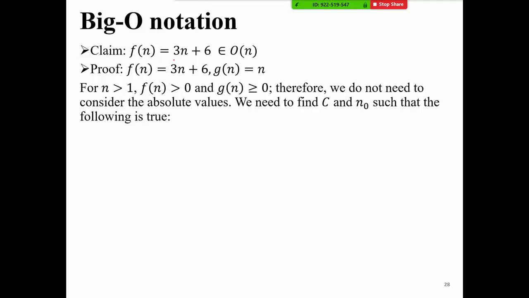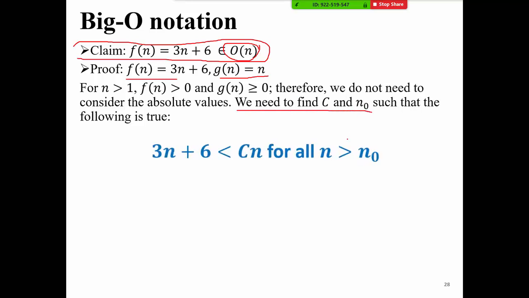So if we claim that the function 3n plus 6 is actually a member of O of n, that means it's a linear execution time with n. How can we prove this? We have f of n, we have g of n, and for all n greater than 1, f of n is always greater than 0, and g of n is always greater than 0. And we try to look for a constant c and n0.